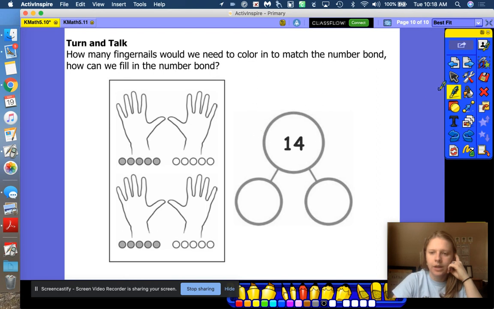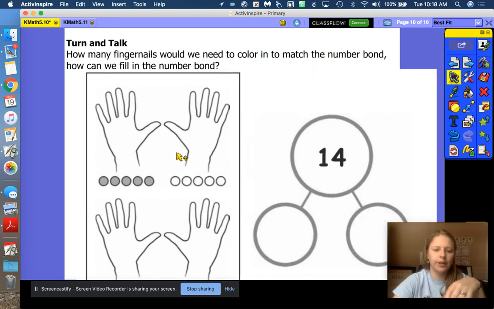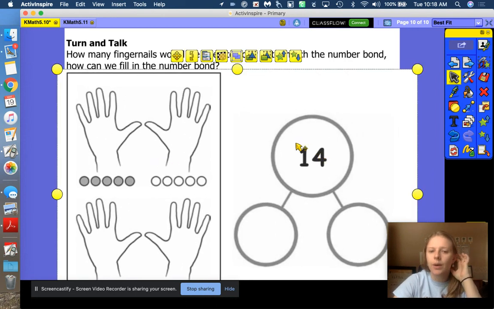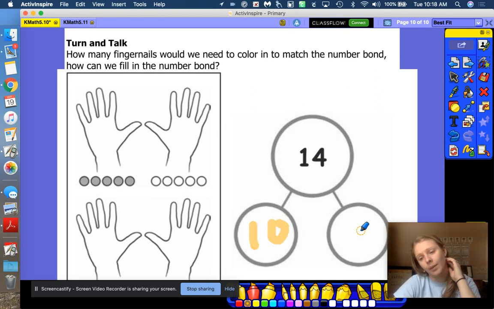So let's take a look at our hands and our number bond. Make this a little bit bigger for you. Okay, so our number is 14. I'm going to get out my orange nail polish. And I know that inside 14, there is a part of, what part could we pull out? Yeah, the tens part. There's a part of 10. And how many is our other part? How many extra ones? 4.